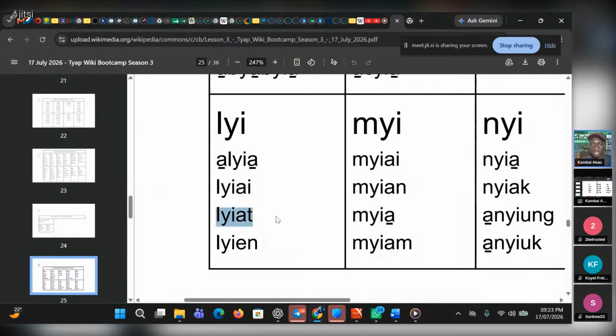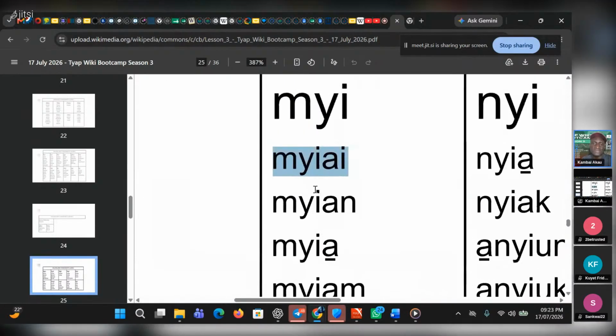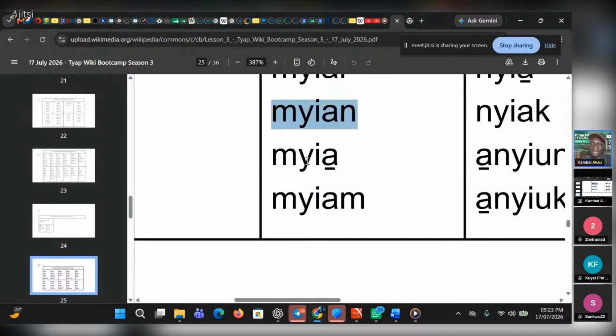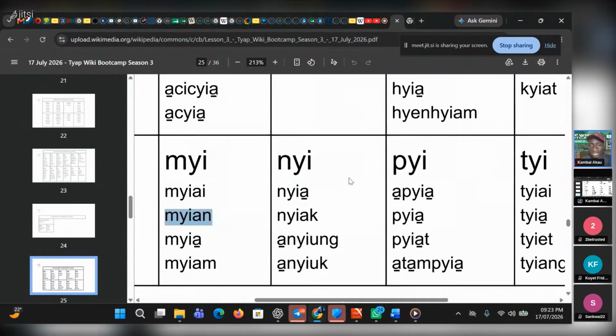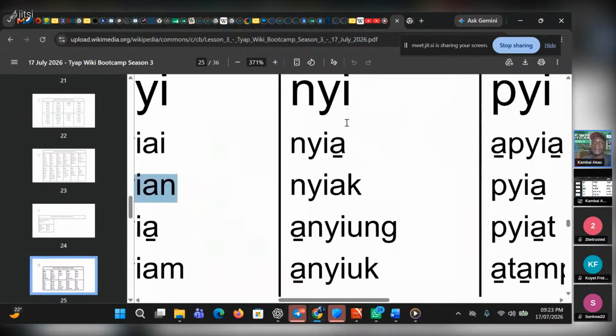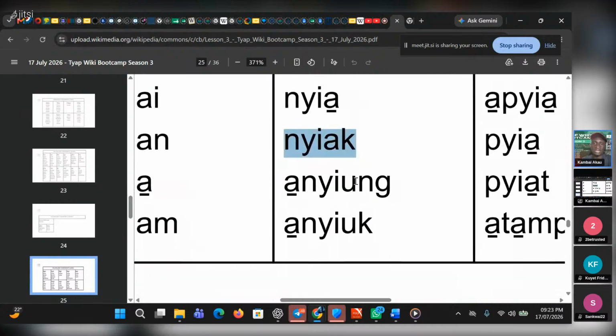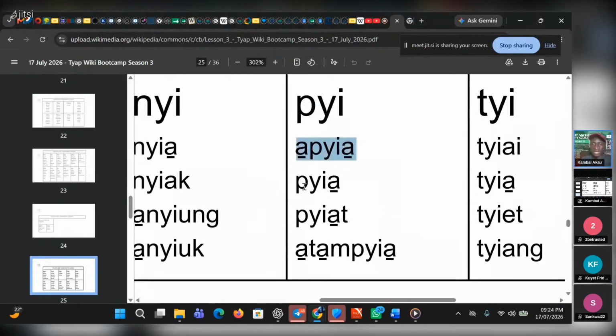And then the long palatal version of the m sound, we have the miai, we have mian, and then we have mia, and then we have miam. And then this one, I don't know whether to call it a long palatal version because it's carrying a y but it's just a normal I. So we have nia, and then we have nyak, and then we have nyung, and then a nyuk. And then we have the long palatal version of the p sound. We have pure, and then a tempure.